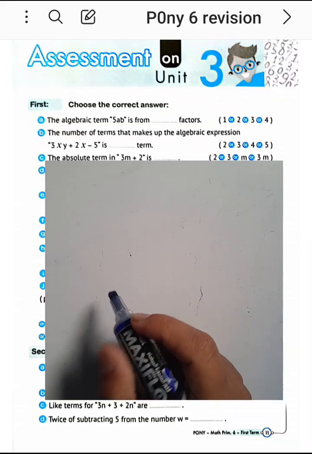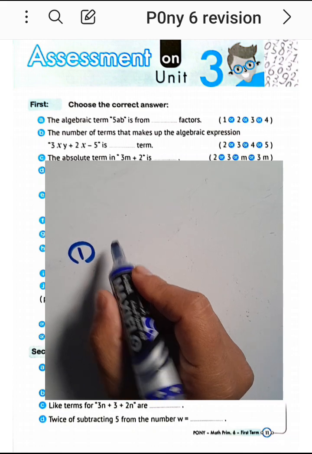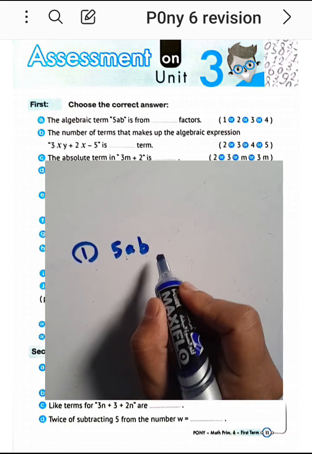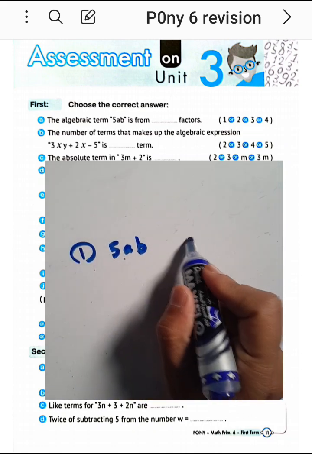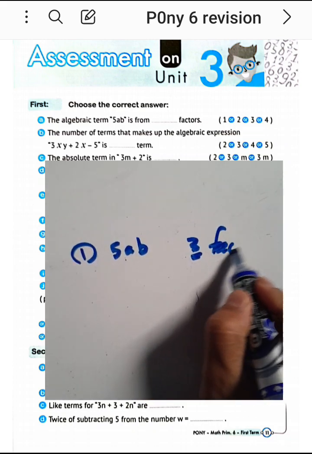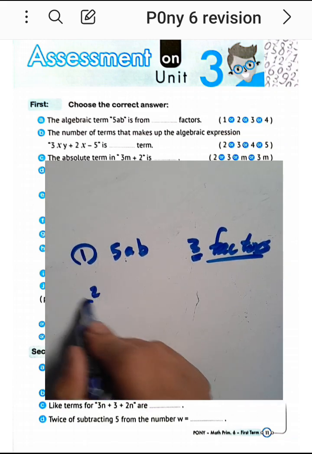Assignment on Unit 3. First question, number 1. The algebraic term 5xy is formed from how many factors here? 1, 2, 3. We have 3 factors.